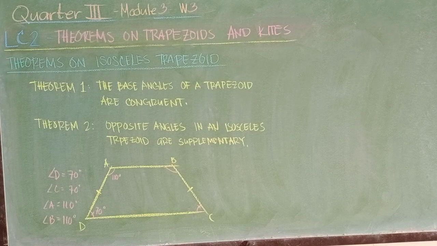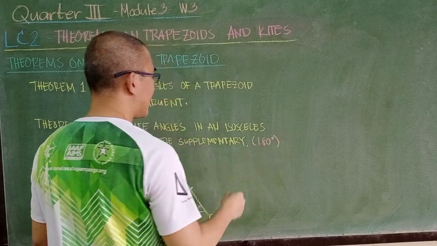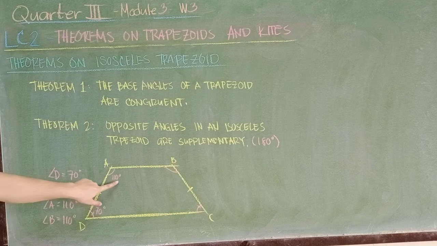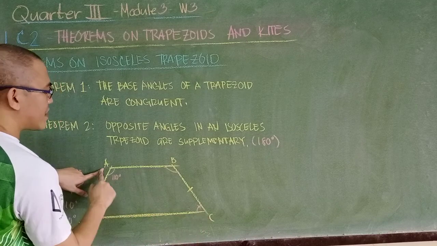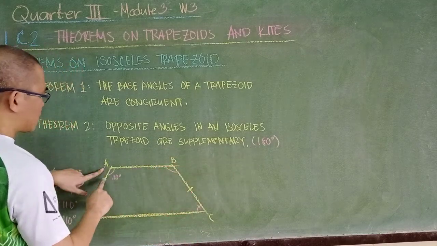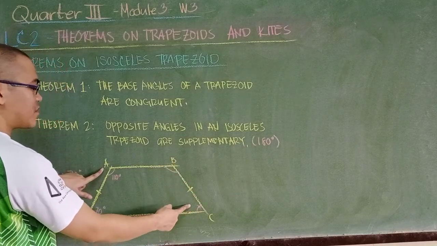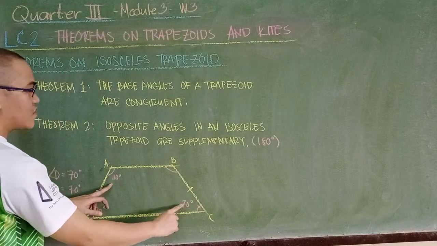And then, theorem number 2, opposite angles in an isosceles trapezoid are supplementary. So again, pag sinabi natin supplementary, equal sila sa 180 degrees. So for example, we have A, which is 110 degrees. Yung opposite niya, yung nasa kabila, dapat pag pinag-add mo, equal sila sa 180. So kung 110 yan, ilan pa yung kailangan para mabuo yung 180? So yung C natin, yung angle C, dapat equal yan sa 70 para mabuo yung 180.